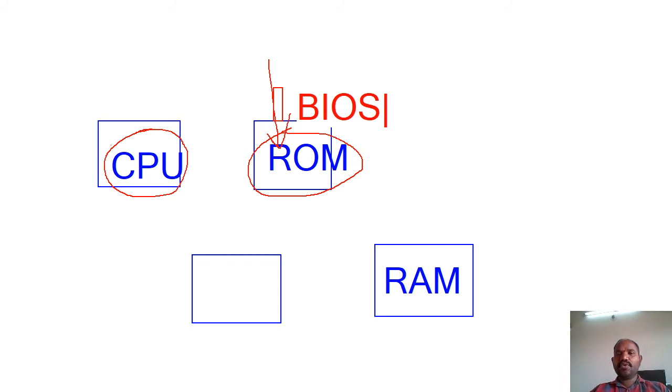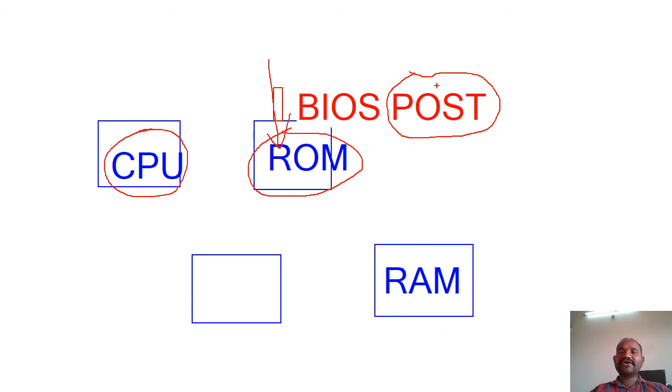Now the question is what the BIOS is going to do. When you are turning on your system, initially what kind of operation does the BIOS do? Inside the BIOS, we have one program called POST. POST is nothing but power on self-test. Once you turn on your system, the BIOS runs the first command, called POST, power on self-test.